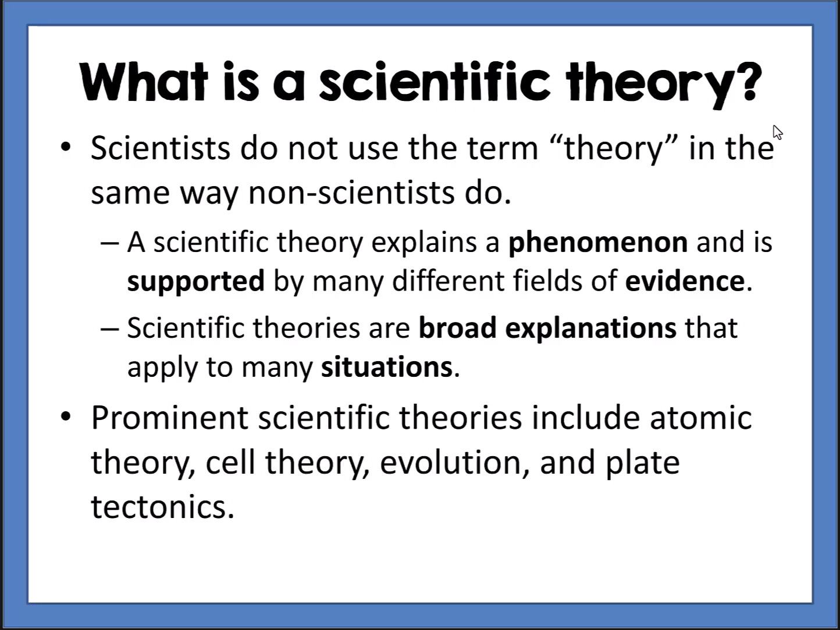Some prominent scientific theories include atomic theory, cell theory, evolution, and plate tectonics. So these would be theories based on lots of data. For example, atomic theory, you can't see atoms, but the data that's been collected by many different scientists has led them to believe that there are atoms in existence, even though we are not able to physically see them.